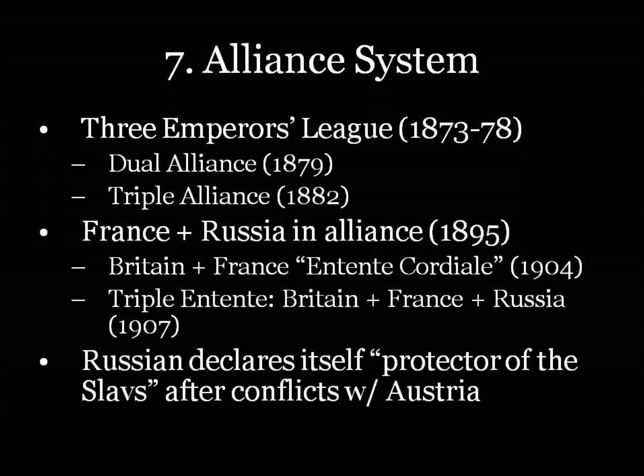At the same time, Russia did not abandon its hopes in the Balkans. The Russians declared that they were the protectors of the Slavs, a clear slap at Austria, who could be considered the oppressor of the Slavs. As is well known, it was a conflict in the Balkans that would set the system on edge.